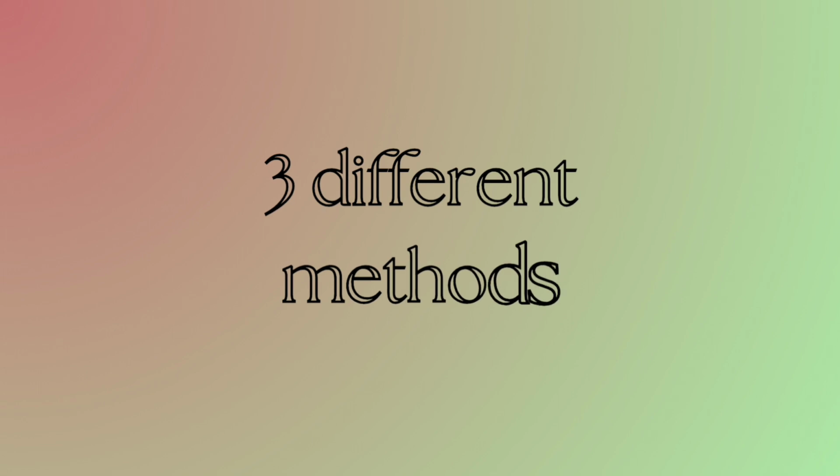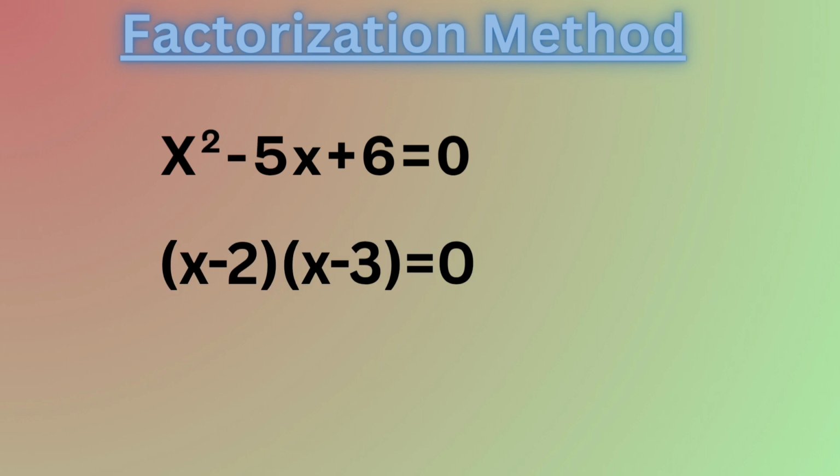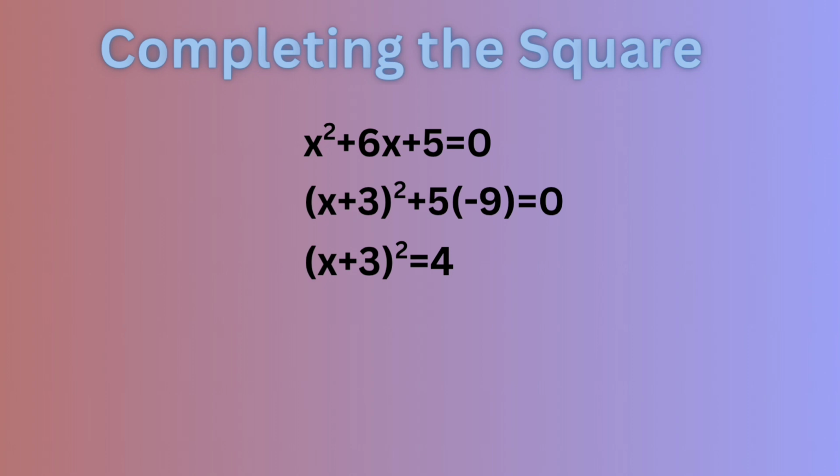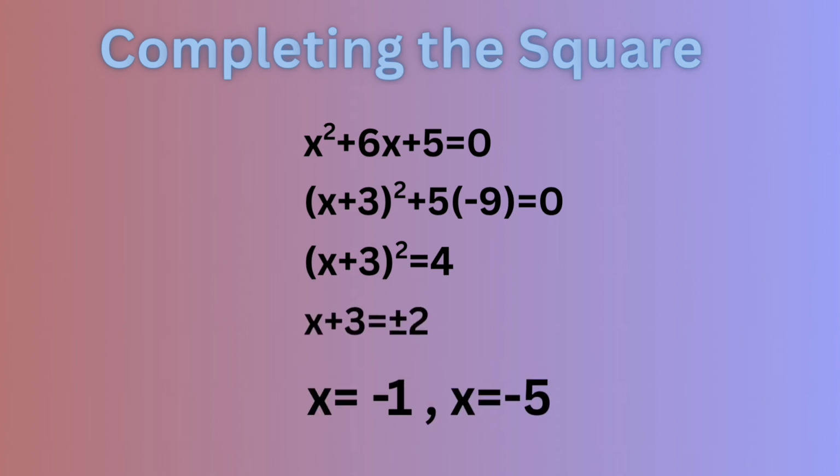There are different methods to find these roots. The first method is factorization. If the quadratic equation can be split into simple factors, we can find the roots very quickly. The second method is completing the square. Here, we rearrange the equation to make a perfect square. It takes a few steps, but it always works if we do it correctly.